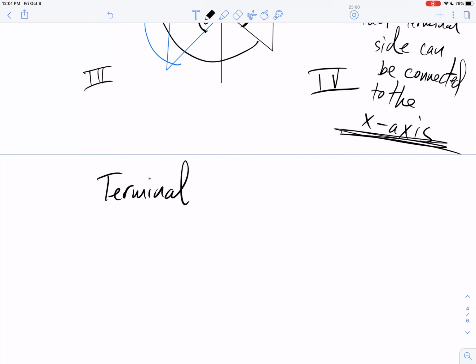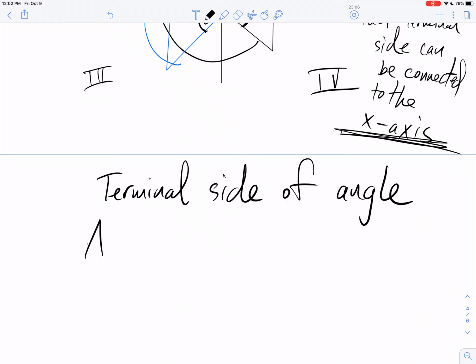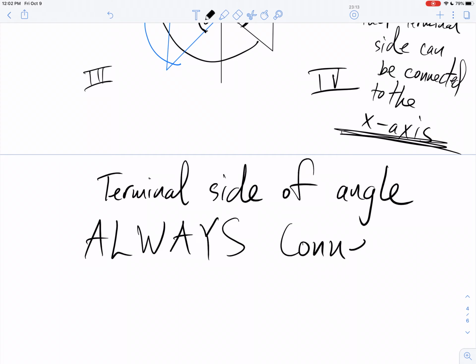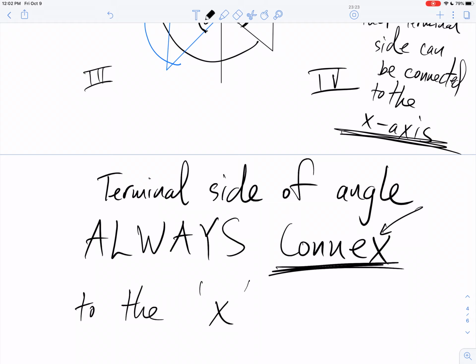terminal side of angle always, and I love when you get to use the word always in math, always connects to the x. Connects. See how I spelled the word connects? The way it should be spelled. Terminal side of an angle always connects to the x.